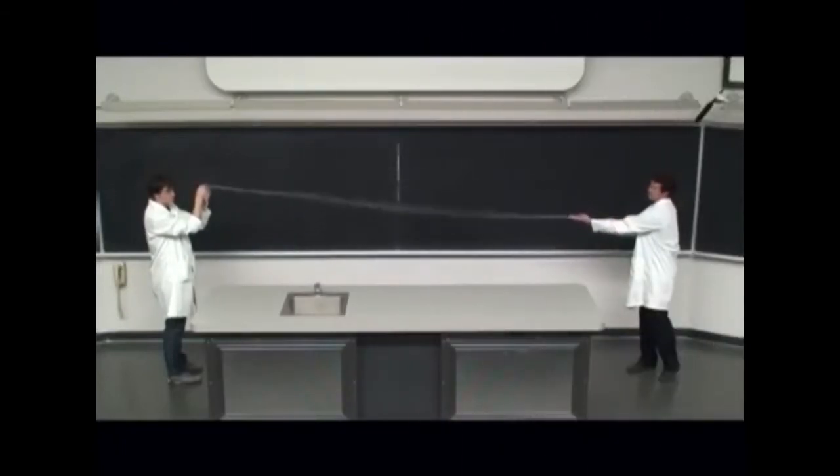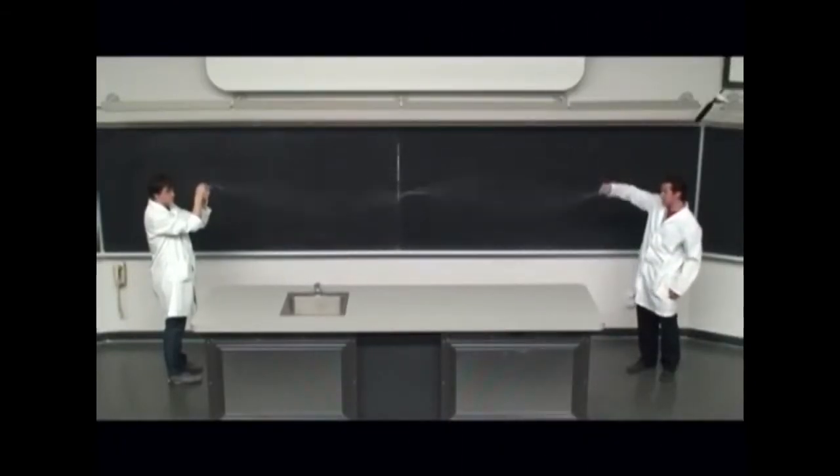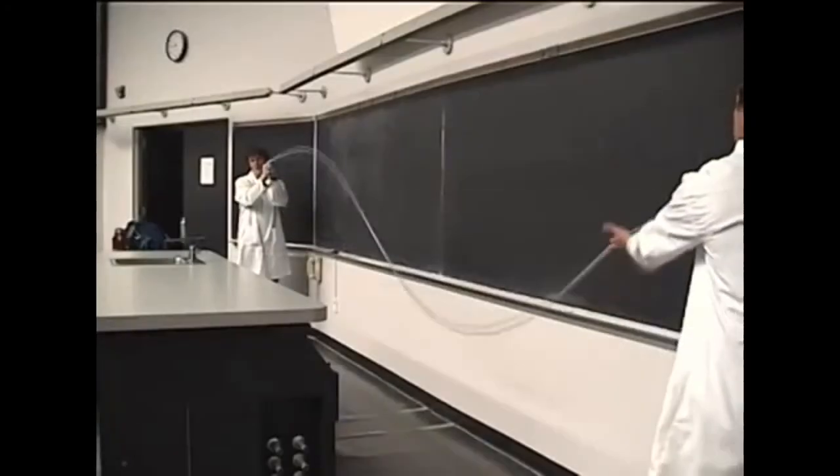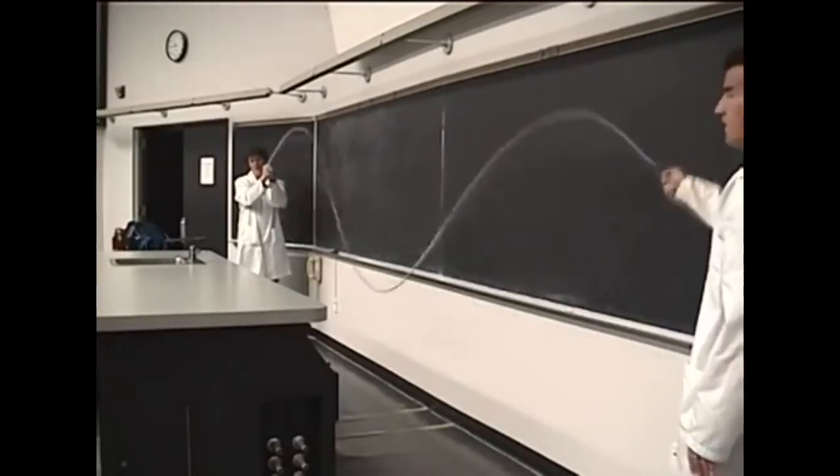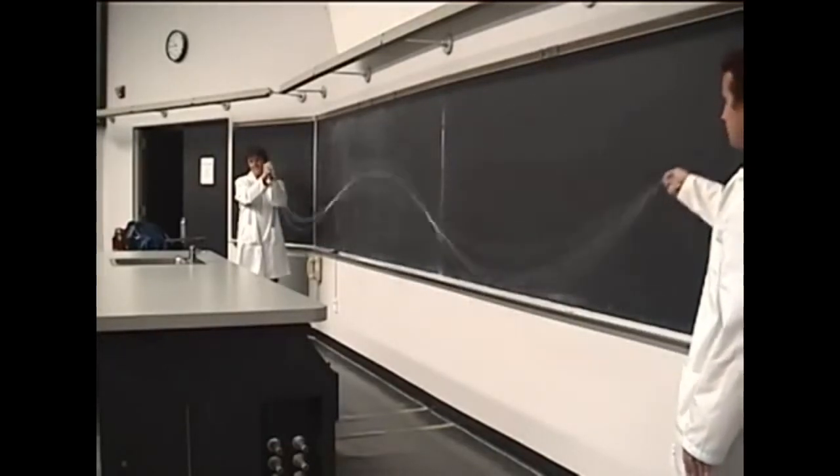Sending the pulse at twice the frequency results in the second harmonic. If I triple the frequency, I get the third harmonic.